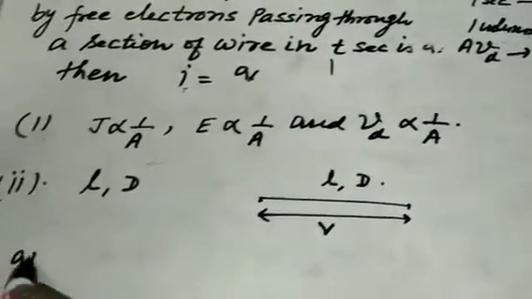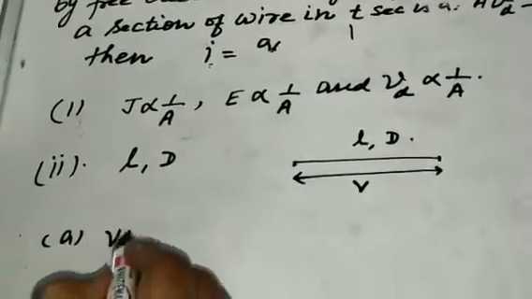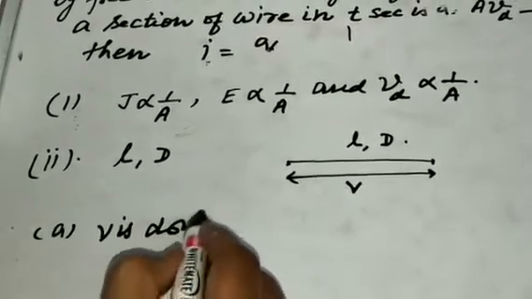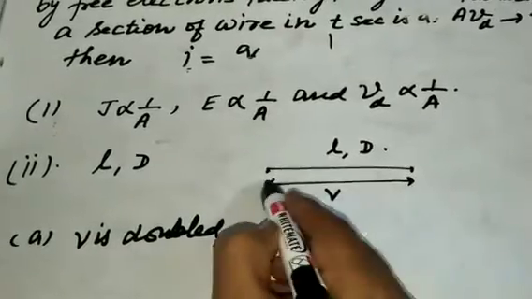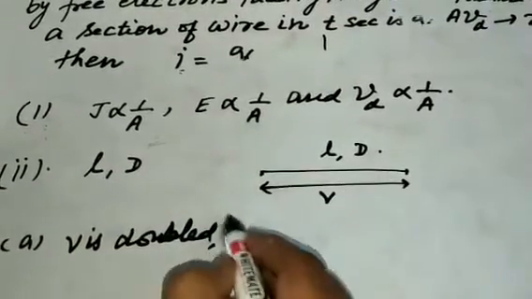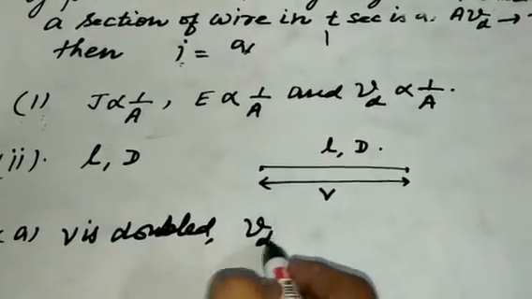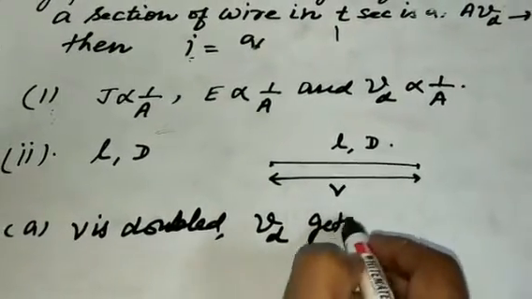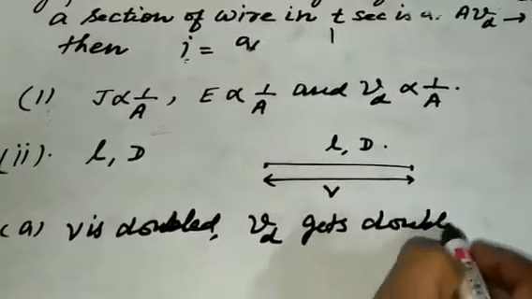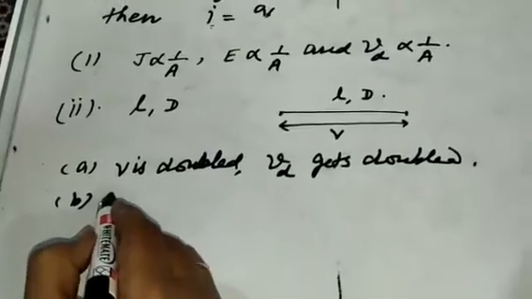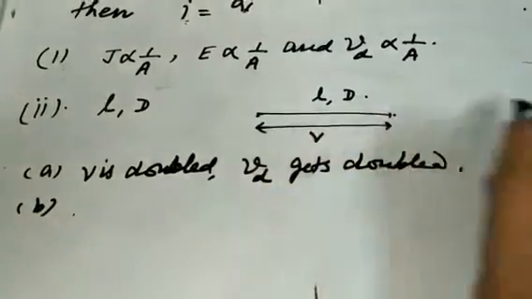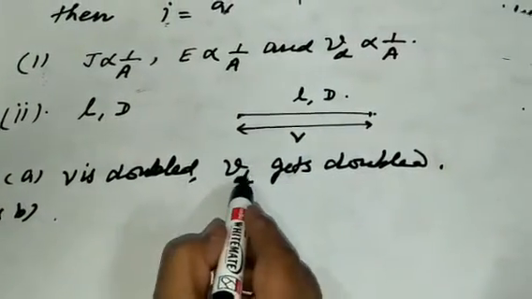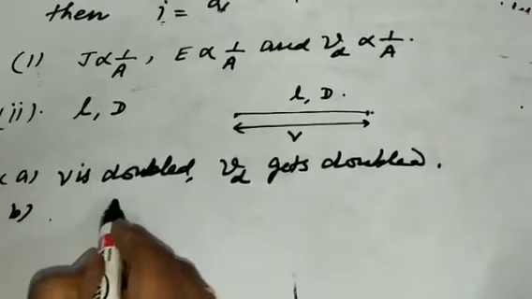Then first point, when the potential difference across the ends of the conductor is doubled, then drift velocity Vd gets doubled. But second point, when the length is doubled, then the drift velocity becomes half. Means if this length is doubled, then this drift velocity Vd becomes half. So these are the important points.